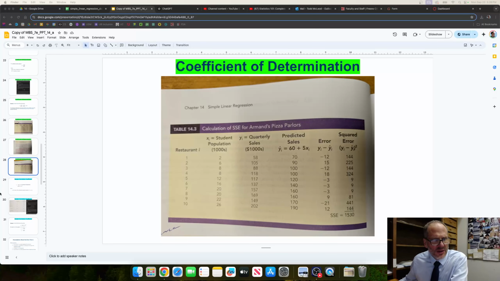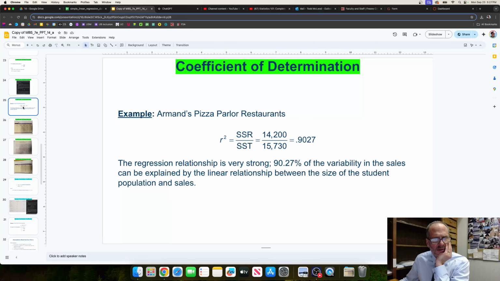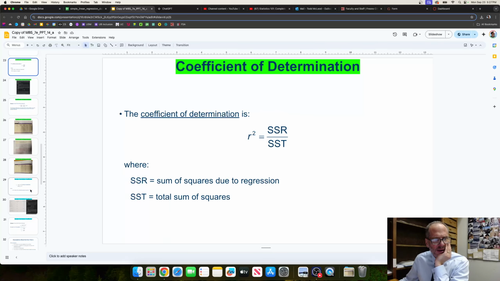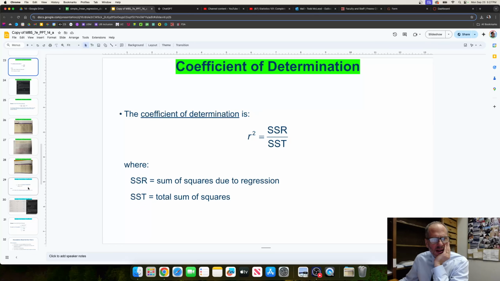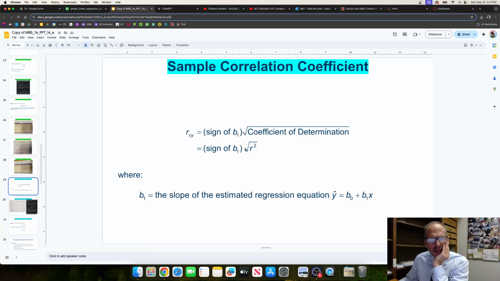So now we're going to talk about the coefficient of determination, which will give us an r squared. You can see the formula for it right there. So it's that calculation right there. We're going to see about that in just a second. And we're also going to learn about sample correlation coefficient, which is just the square root of our coefficient of determination. So we take our r squared, which is this value here, and we take the square root of it, and it gives us the correlation coefficient.